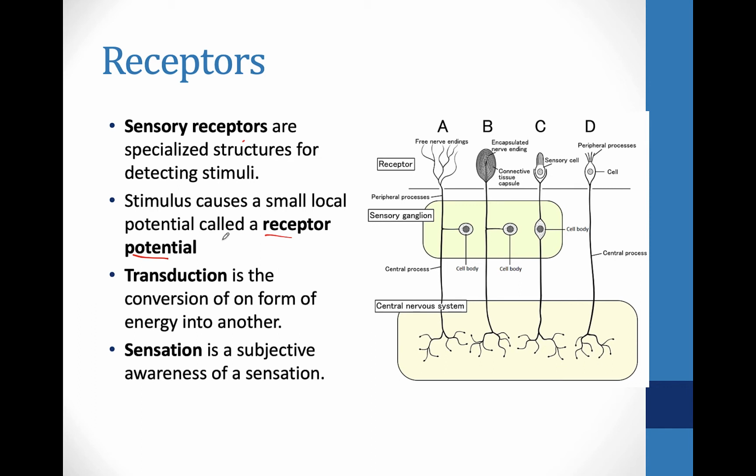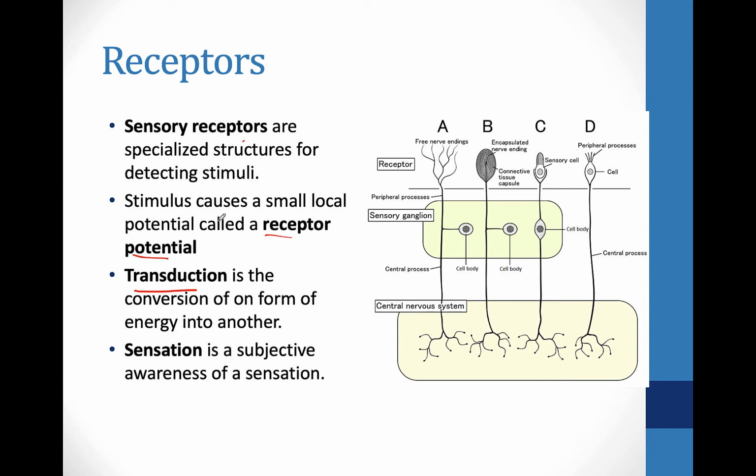And if that receptor potential, that's like a local potential, is high enough, it's going to cross the threshold and cause an action potential on that neuron. And that's going to send that information down the nerve. Transduction is going to occur when that action potential finally reaches the brain. So transduction is the conversion from one to another.